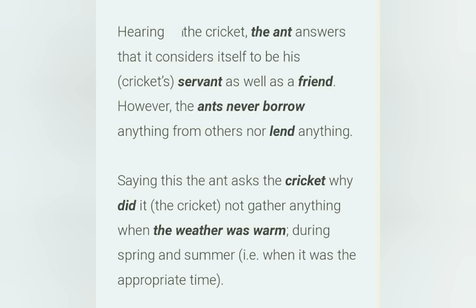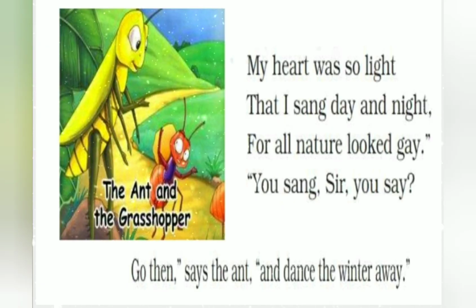Saying this, the ant asked the cricket why it did not gather anything when the weather was warm. During spring and summer, that is when it was the appropriate time, right? When there was the right time, when the cricket could collect the food, at that time, why didn't he collect the food? This the ant asked him. Okay, now let's see the next lines where the cricket replies.